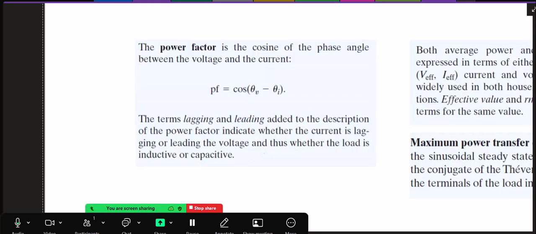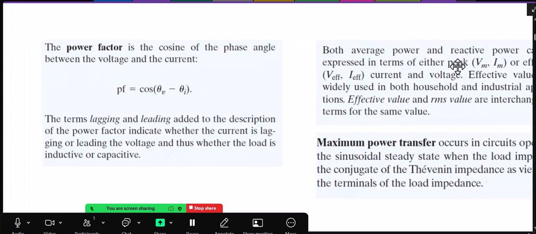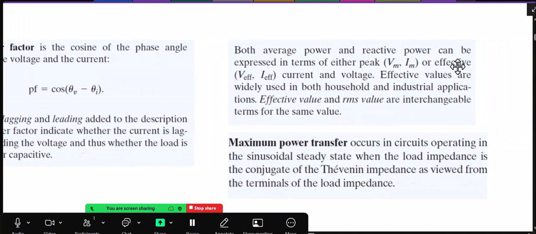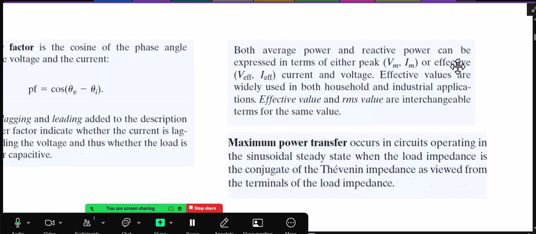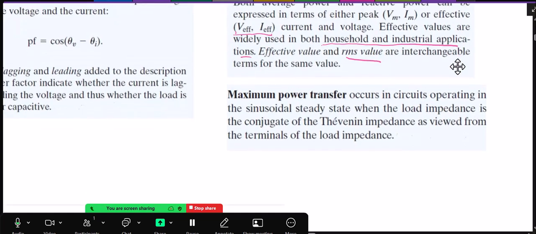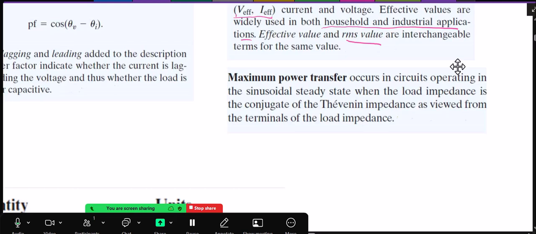Okay. So we talked about power factor. This little note is just the note from the book that said that they use effective, and that effective values you often see in household or industrial applications, but effective means the same as RMS.